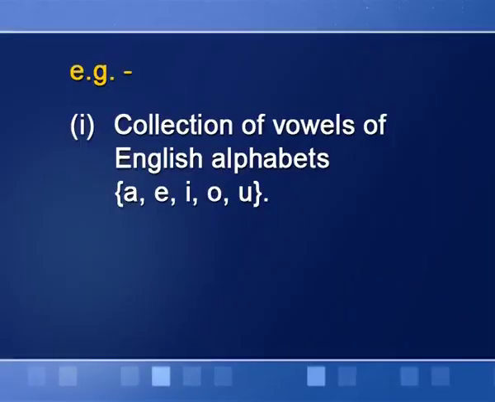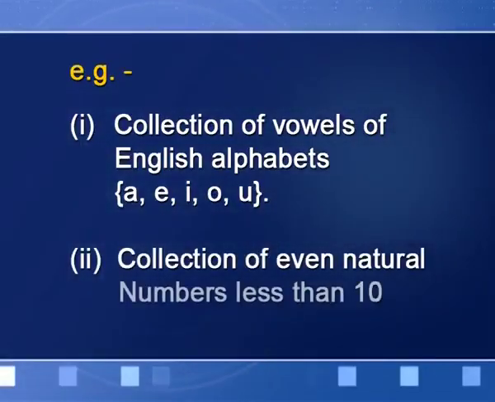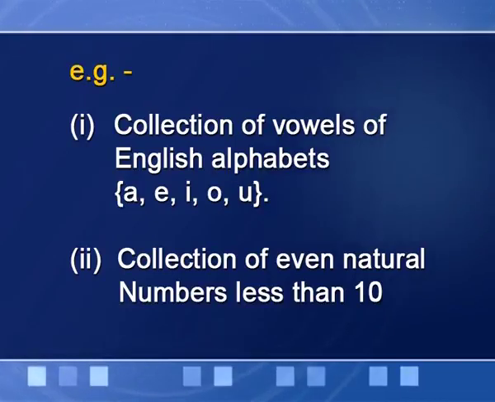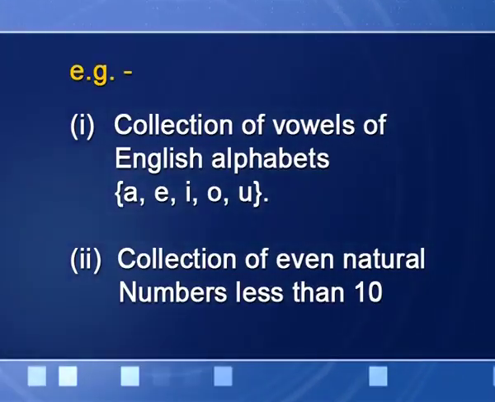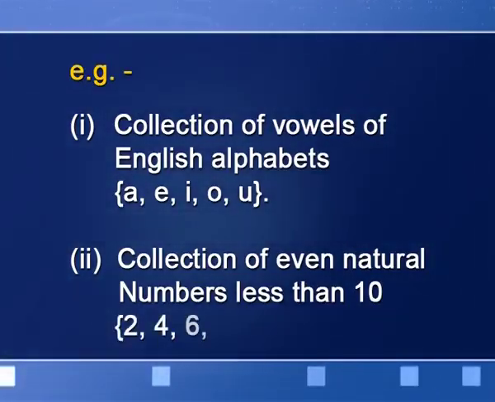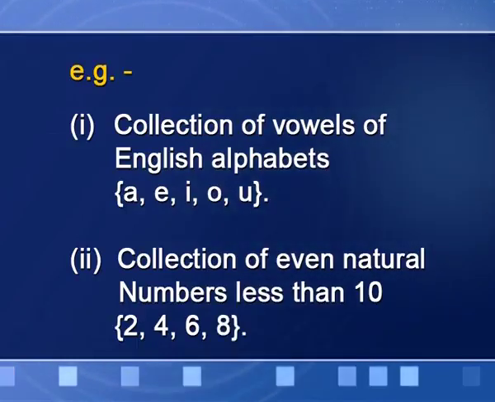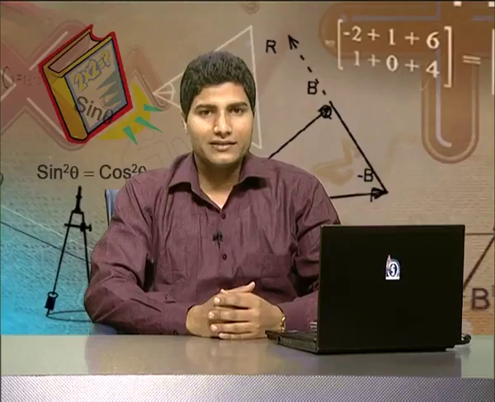Let's take one more example. Collection of even natural numbers less than 10. Friends, we know that even numbers are divisible by 2, and here the condition is natural number less than 10. So, this collection will include 2, 4, 6 and 8. No other element can be included in this. So, this will also be a set.